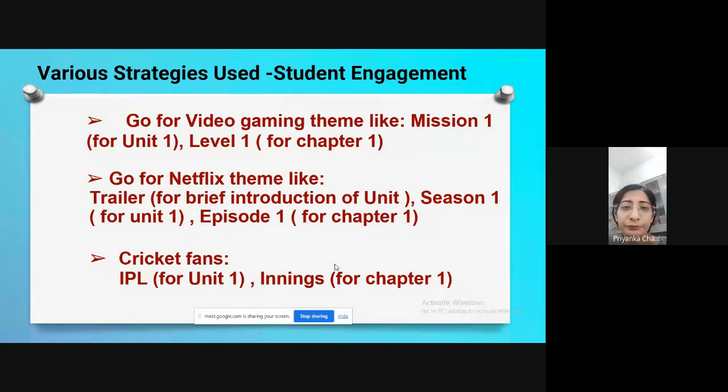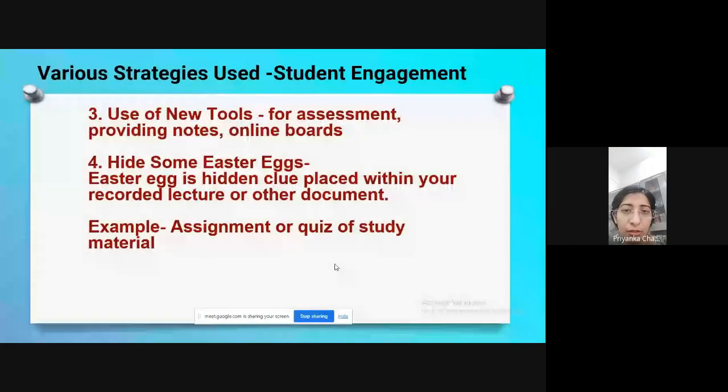Next, there are n number of tools available. Like I have told you, for assessment, I have shared the chart with you in the PPT. Online boards are available. Hide some Easter eggs. Easter eggs means you have some hidden clue for the students in the recorded video or when you take lectures. The hidden eggs means the secret you have to maintain. There should be some terminologies. Enter some terminology in your PPT in the form of assignment and quizzes.